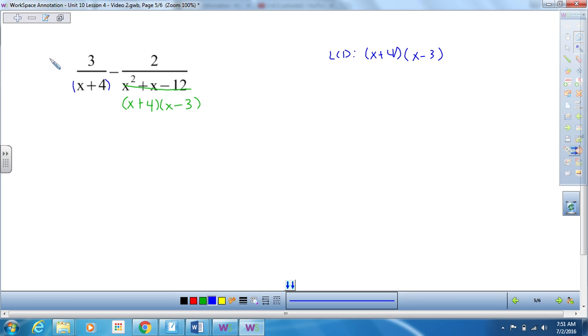So this first fraction is missing x minus 3. The second one has both. Alright, I gotta make sure I distribute my 3. So that's 3x minus 9 over x plus 4, x minus 3. It doesn't really matter the order. You could do x minus 3, then x plus 4. Minus, I'm going to go ahead and change that to plus, well, negative 2.